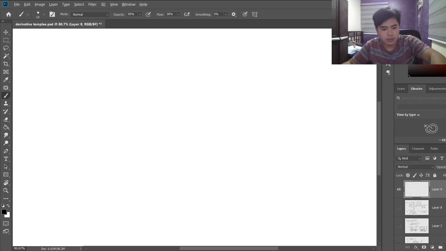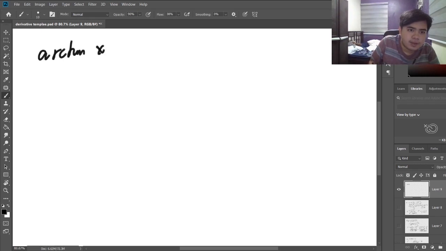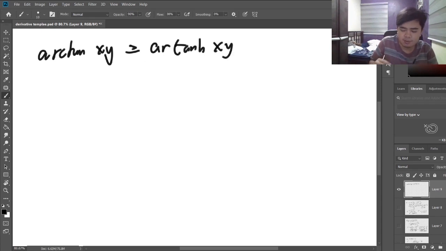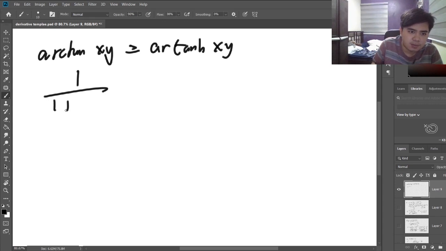It's a good idea to simplify it before doing anything else. Here's a hard one. Arc tangent of xy is equal to the area hyperbolic tangent of xy. This is inverse hyperbolic, so don't need to worry about that. So arctan of xy, we know the derivative formula for arctan is 1 over 1 plus x squared y squared, the square of xy, multiplied by the derivative of the inside.